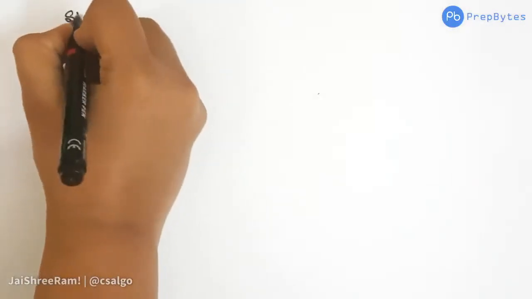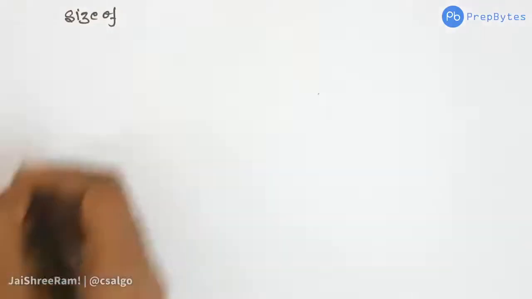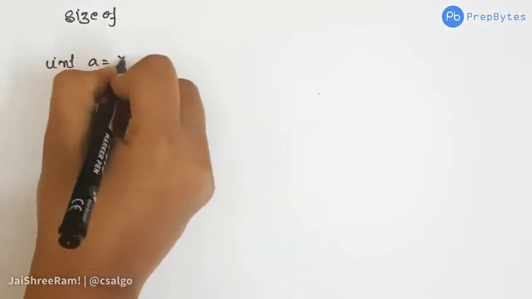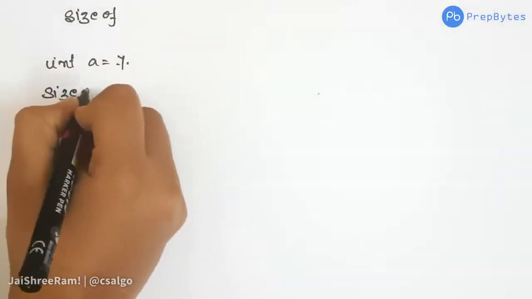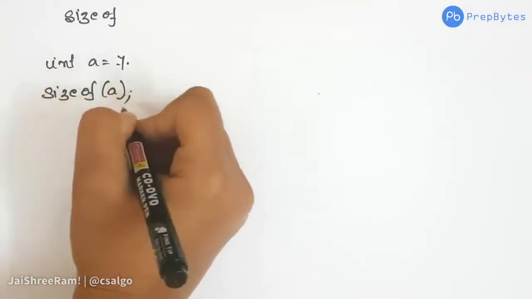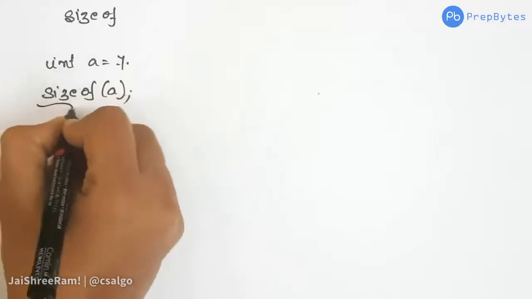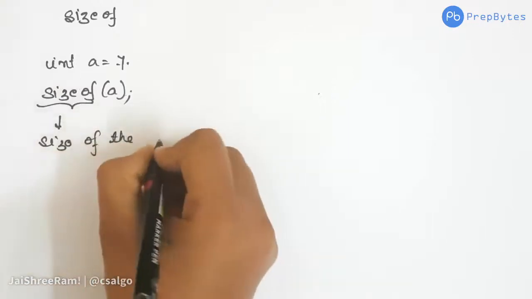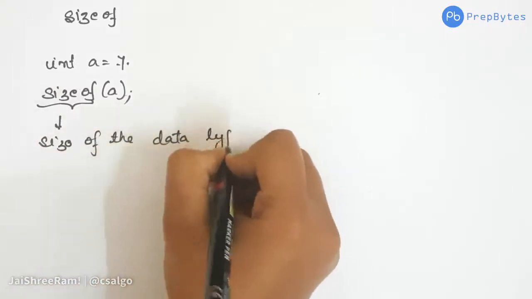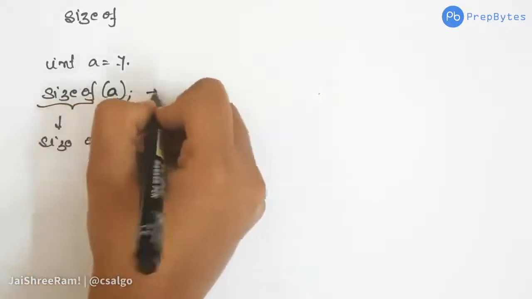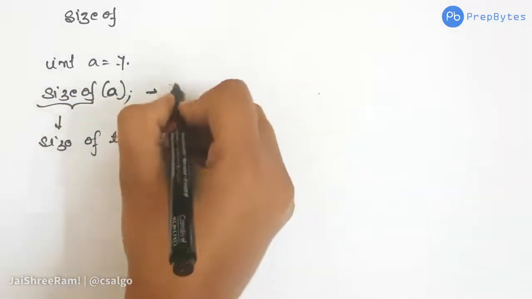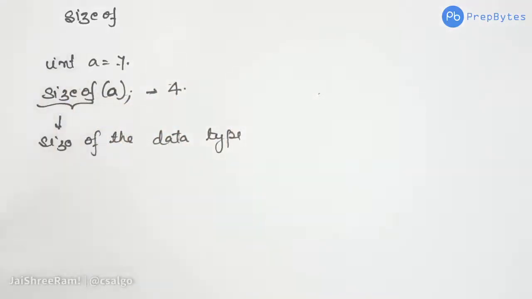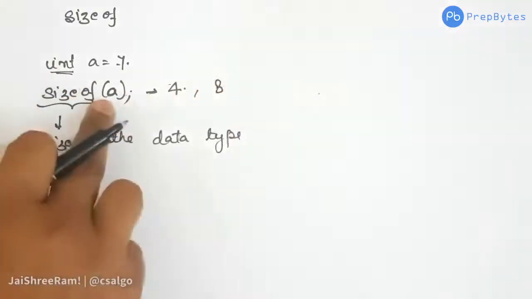One last operator that we can talk about here is sizeof. If I do something like int a equal to 7, and if I write sizeof a, then this operator gives me the size of the data type. In this case, sizeof a is 4, considering an integer is 4 bytes. If an integer were 8 bytes, then sizeof a would have given me 8.